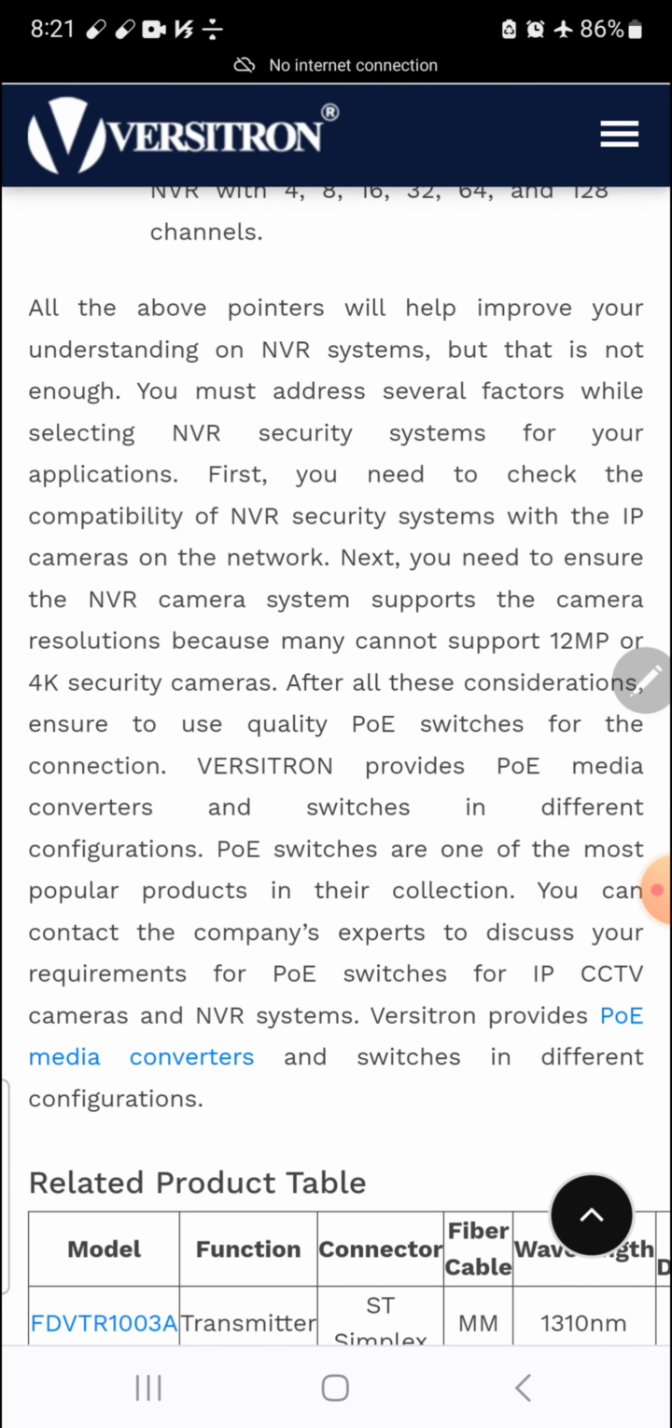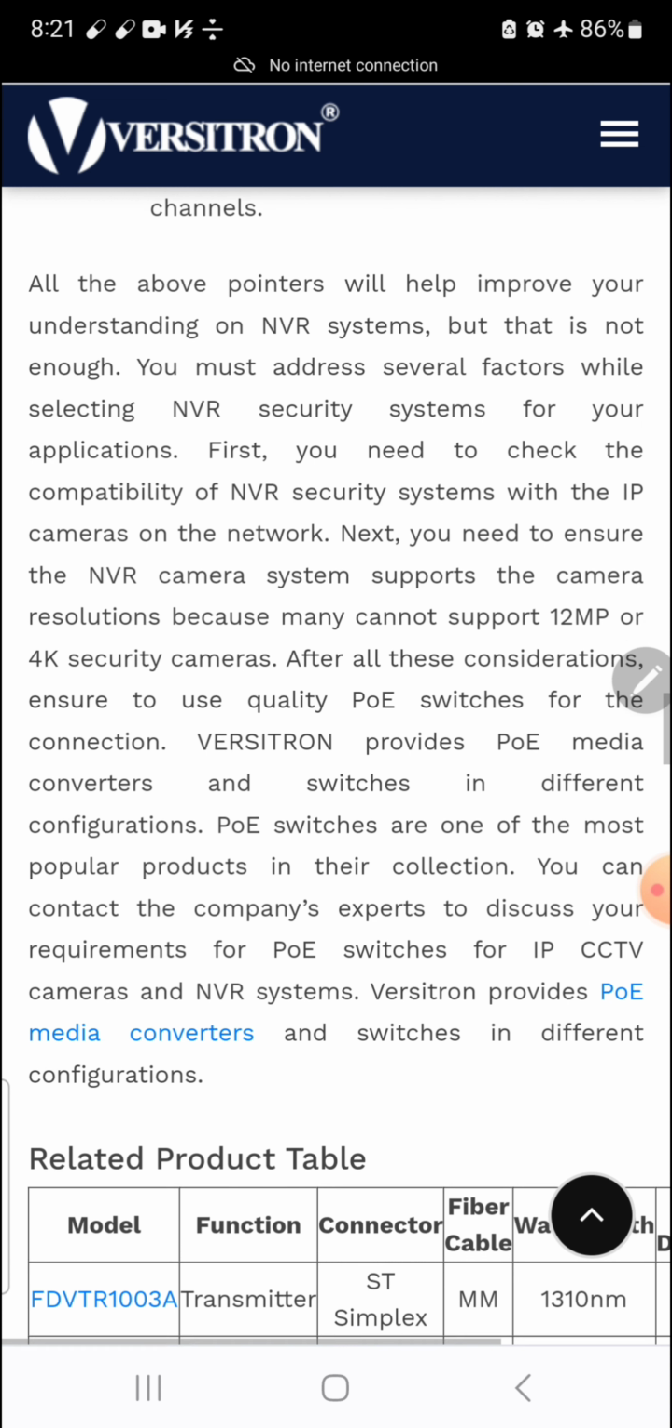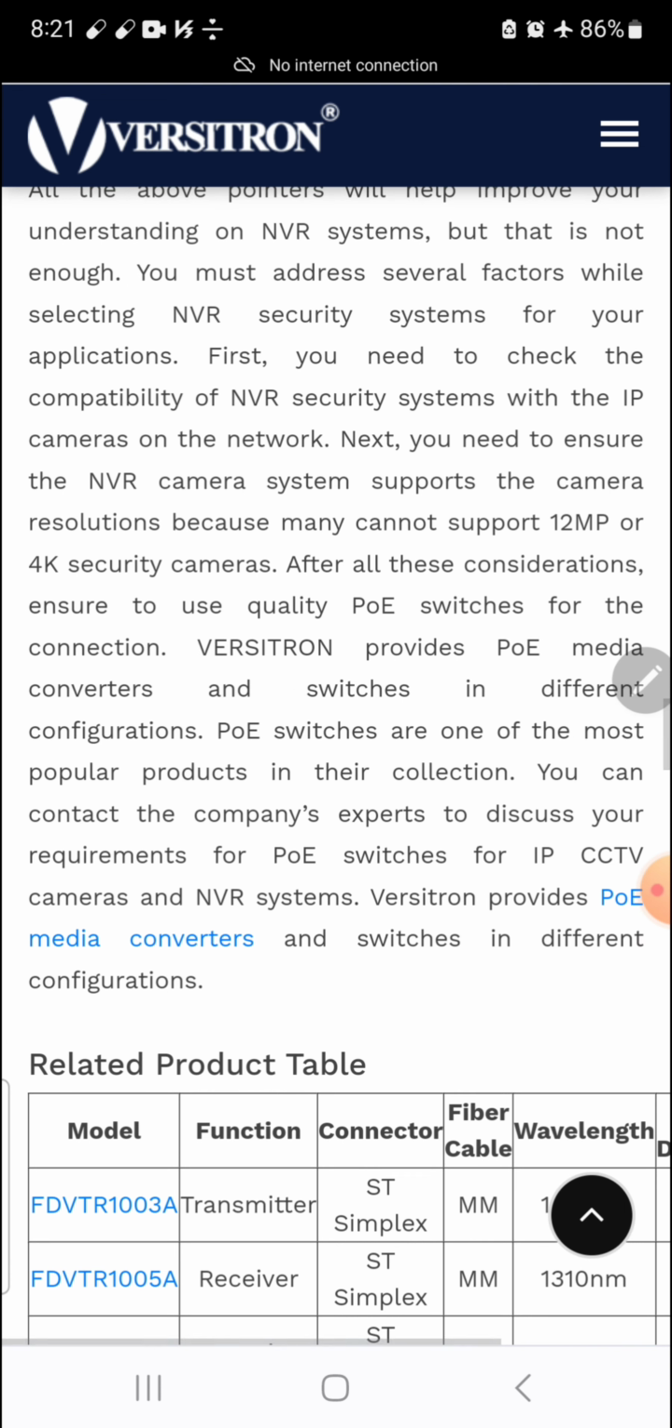All the above pointers will help improve your understanding of NVR systems, but that is not enough. You must address several factors while selecting NVR security systems for your applications. First, you need to check the compatibility of NVR security systems with IP cameras on the network. Next, you need to ensure the compatibility issue, right?